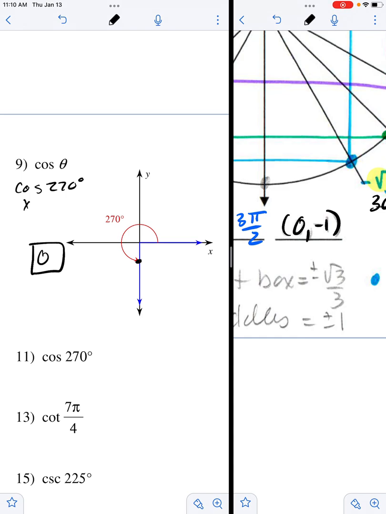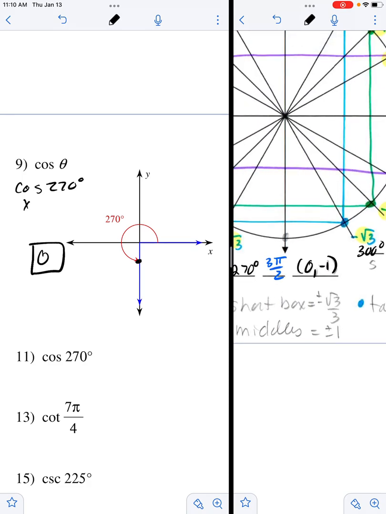So I know that these worksheets look long, but once you get the hang of them, they should go pretty quickly. Where are you going? What are you finding? So this question 11 is actually the exact same question as the one right above. This was asking for the cosine at 270, so is this. So my answer is still 0.